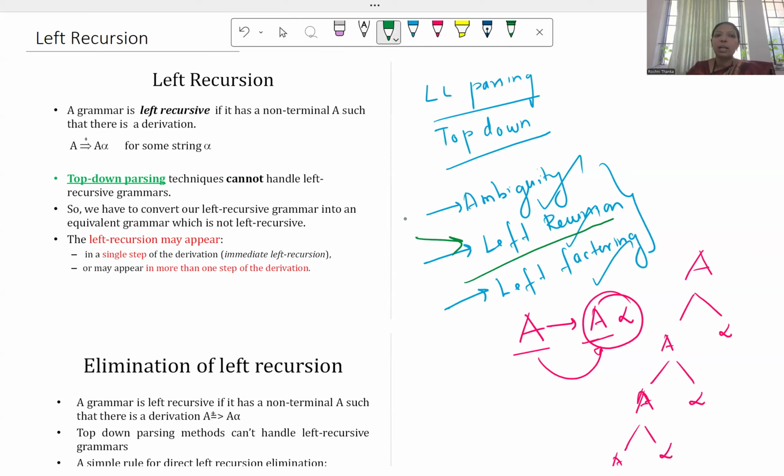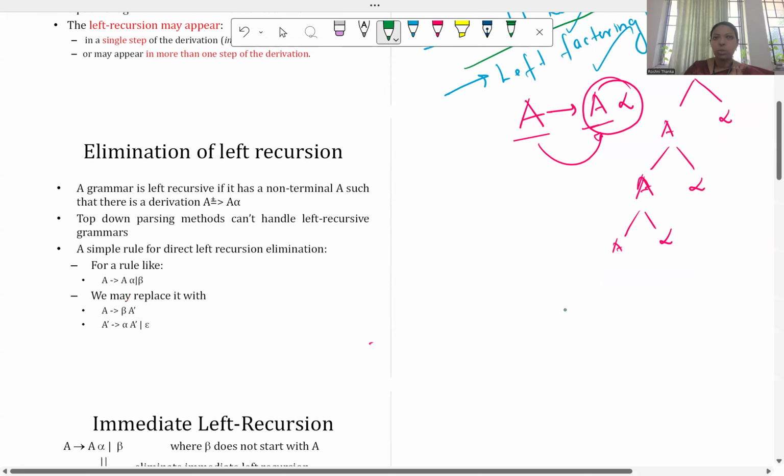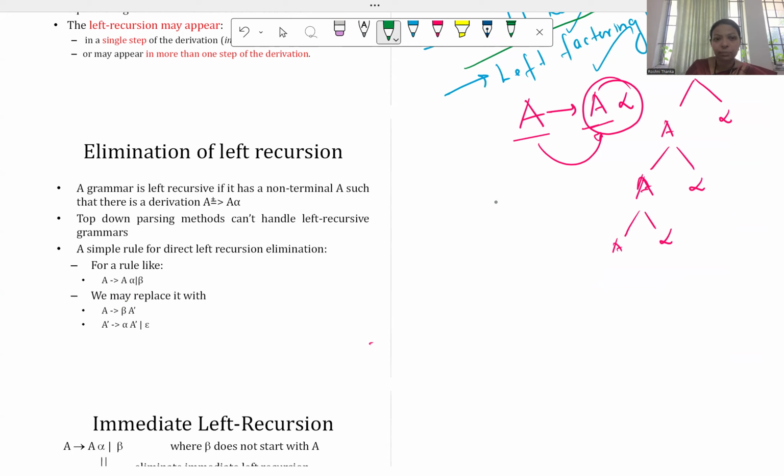So if you have this kind of left recursion in your context-free grammar, then you cannot parse that input string with the help of top-down parsing through that context-free grammar. So we have to eliminate it. If I want to eliminate it, how will I do it? For example, the rule for eliminating this left recursion is A tends to A alpha beta, if this is the case. So here there is a left recursion.